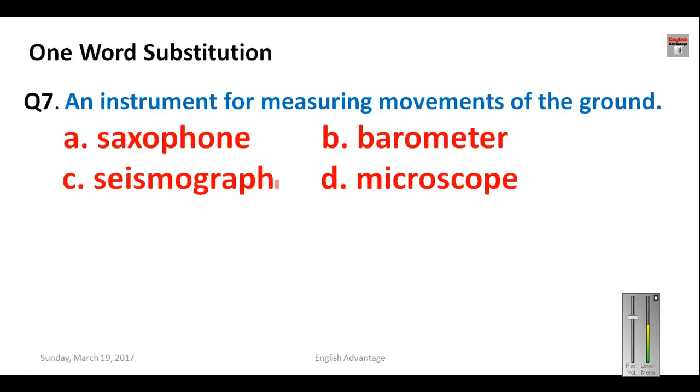Now let us see the question number 7. Please tick mark your answer. An instrument for measuring movement of the ground. What is the correct answer? Saxophone, seismograph, barometer, and microscope. Okay, saxophone is a musical instrument, barometer is used in air and for air, and microscope is used in biology. So here your correct answer will be seismograph. Seismograph will be the correct answer.